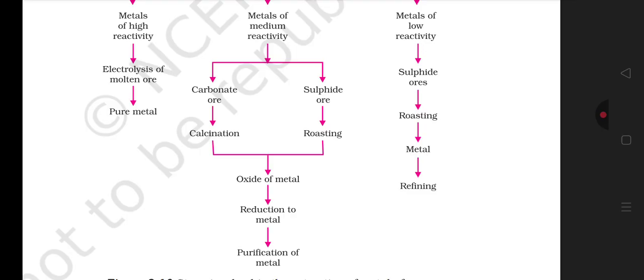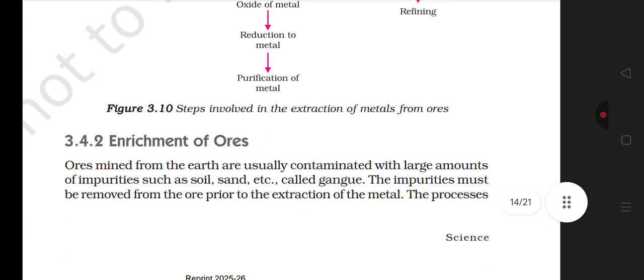And we get the required metal. Now metals of low reactivity are found as sulfide ores. We just do the process of roasting, we directly get the metal, and then we just have to refine it.